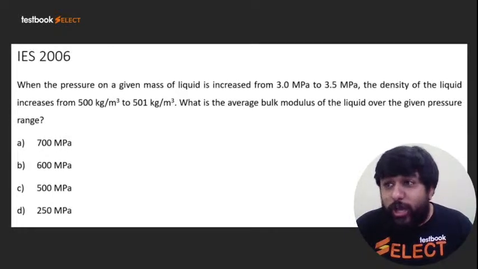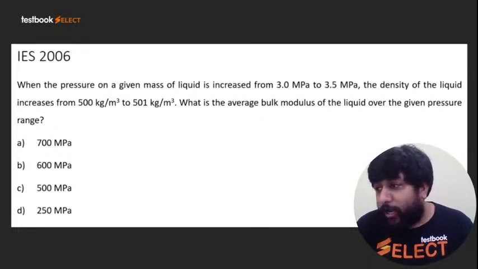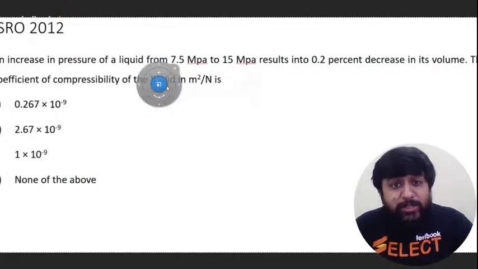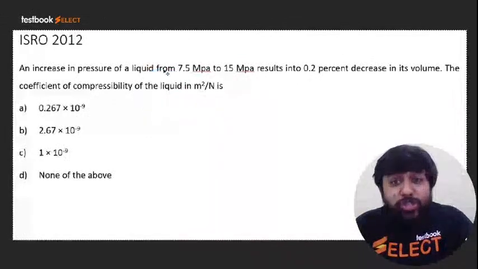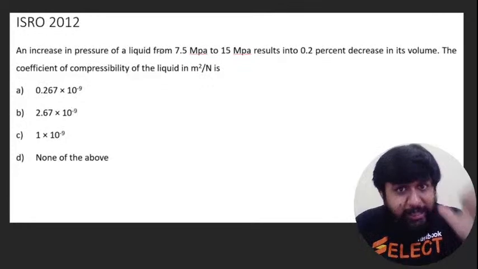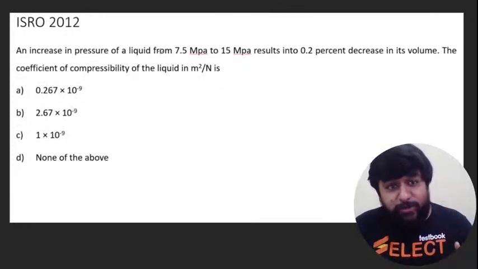And then there was a question where we saw what is compressibility. Compressibility is the opposite of bulk modulus. Bulk modulus is how difficult it is to change the density of a substance, and compressibility is how easy it is to change the density of a substance.